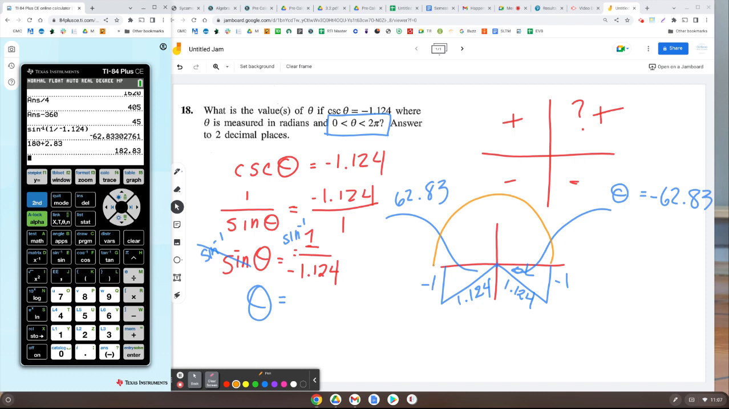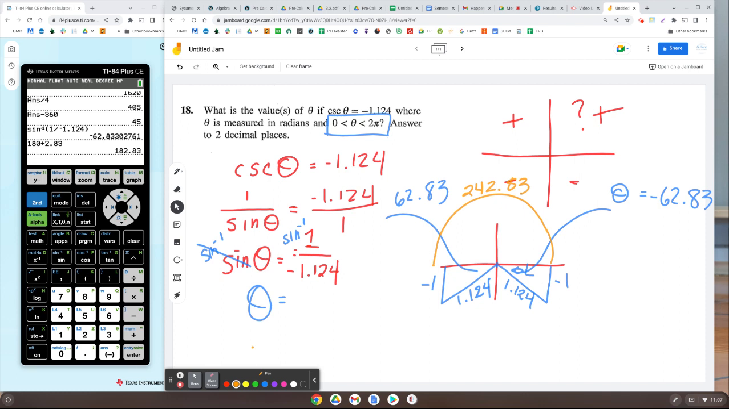I can do that. This calculator doesn't work very well. All right, so my first answer is 242.83.